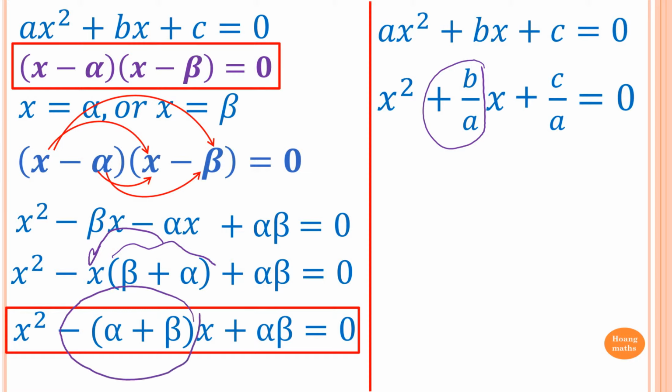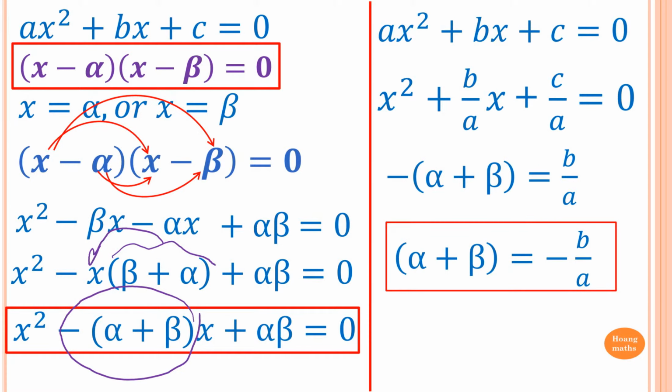Therefore minus open bracket alpha plus beta close bracket is equal to b over a. Now if I multiply by negative on both sides, it gives me alpha plus beta is equal to negative b over a. Please take note of this equation here.